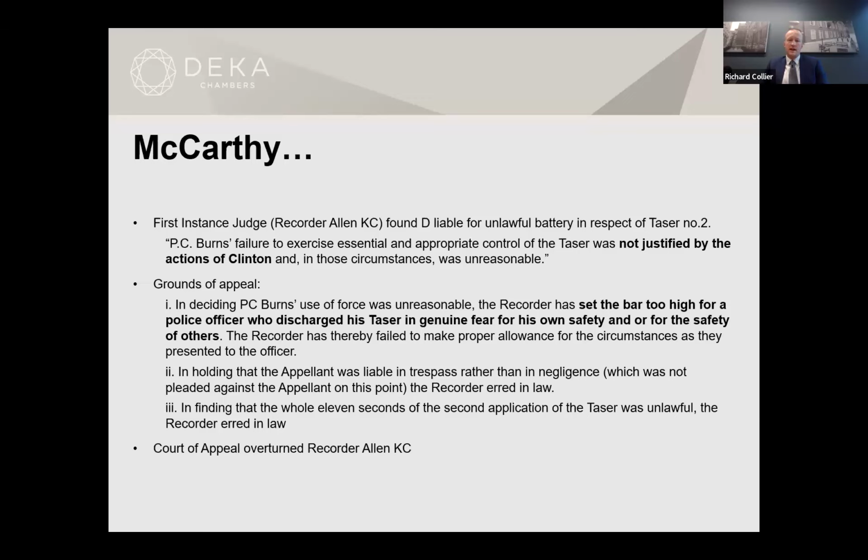With complete respect to Recorder Alan KC, it does seem quite a surprising decision. But he found that the failure of PC Burns to exercise essential and appropriate control of the taser, i.e. just firing it for longer than he intended to, was not justified by the actions of Clinton, the claimant's mate who was running at him. There are a number of grounds of appeal. I'm not going to be able to go through them today. The main one is just the defendant saying, well, this sets the bar far too high for a police officer who's discharging his taser in genuine fear for his own safety and or for the safety of others.